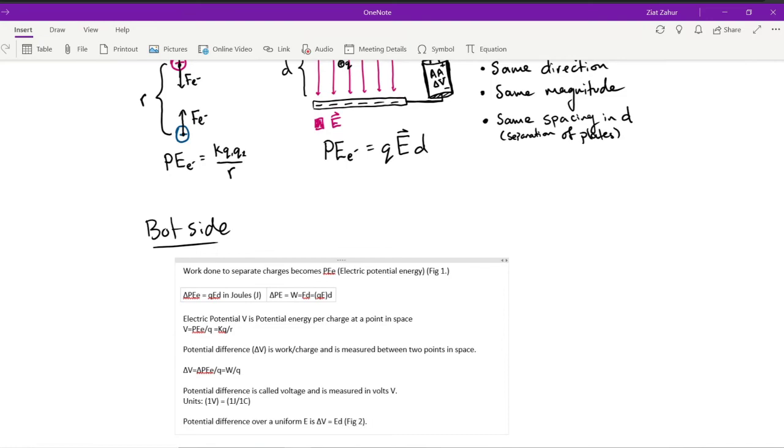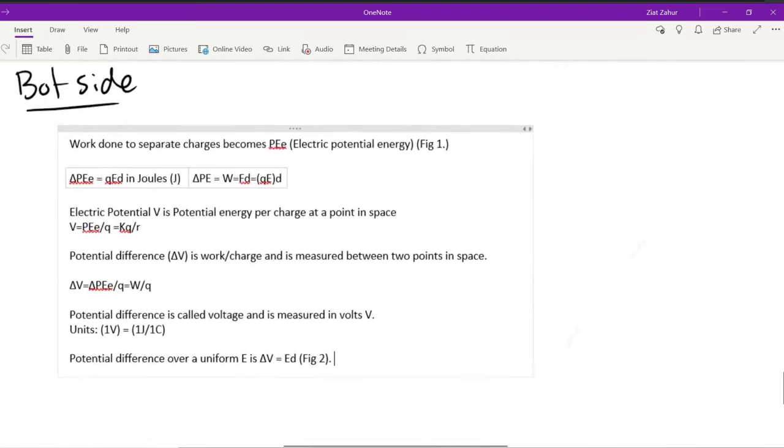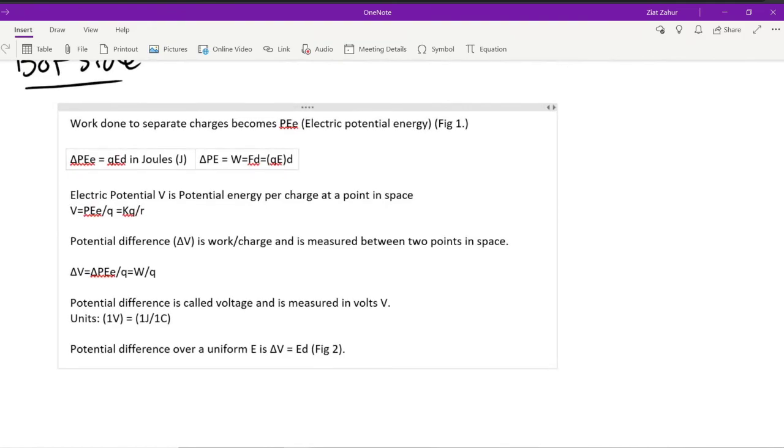So only use this equation, delta V equals ED, if you know for a fact that the electric field is constant. It's uniform. So the question says, in a uniform electric field of 100 newtons per coulomb, and a separation distance, blah, blah, blah, then you can just multiply and get the voltage. So this is called the VED equation, V equals ED, and it's good as long as the electric field is constant.